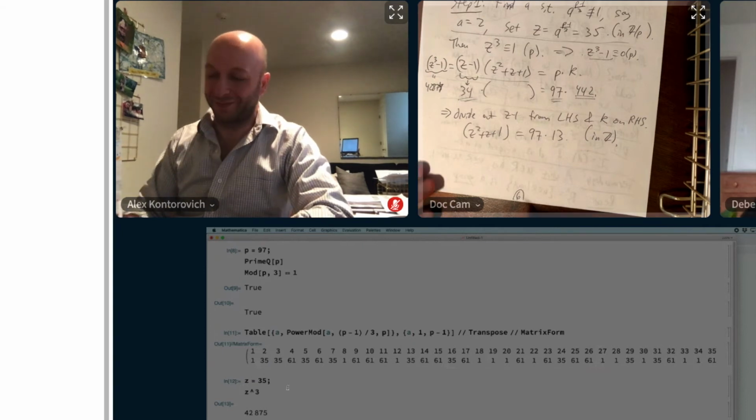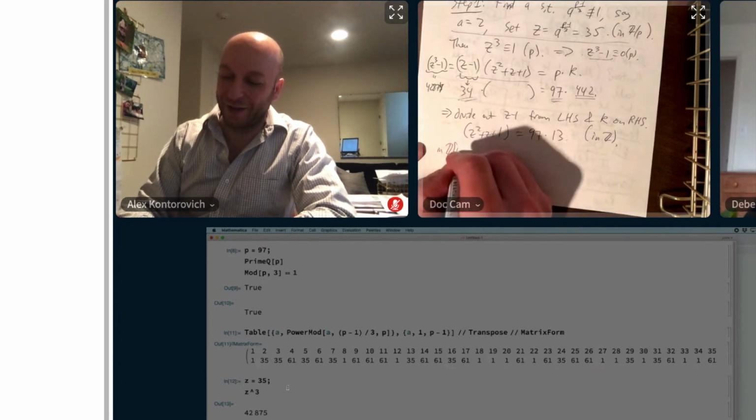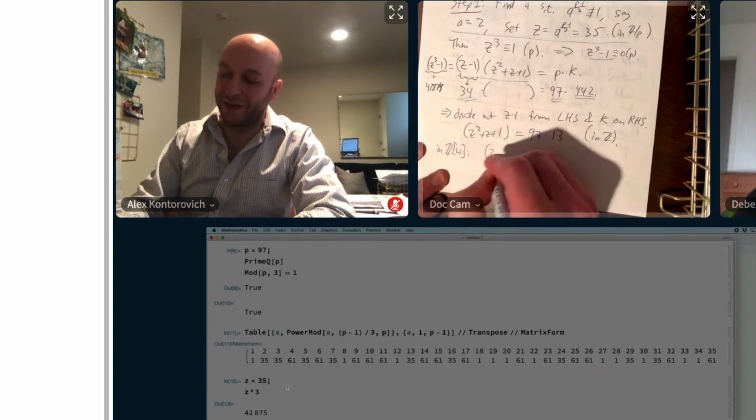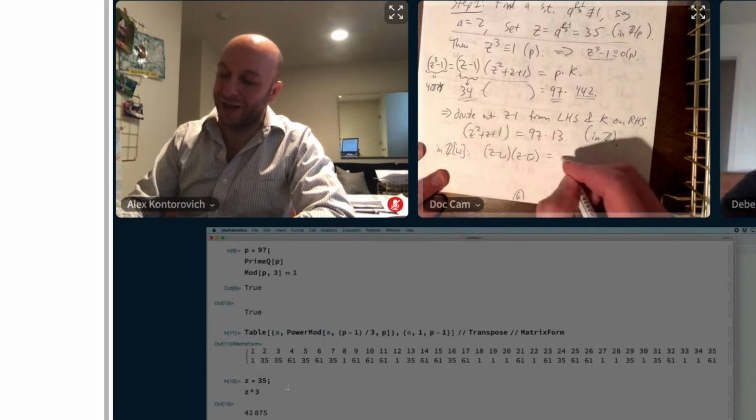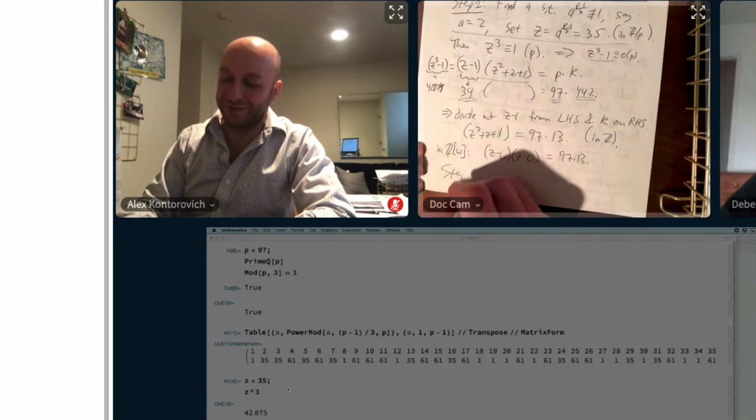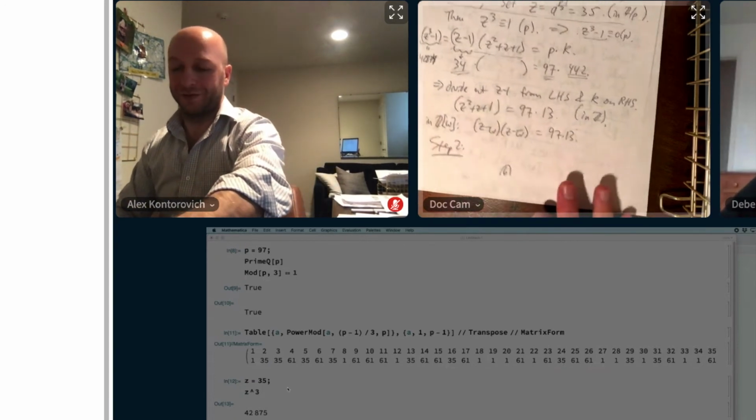Now we lift this equation to an equation in the Eisenstein integers ring: z minus omega times z minus omega bar is 97 times 13. So step 2 will be, what is step 2?